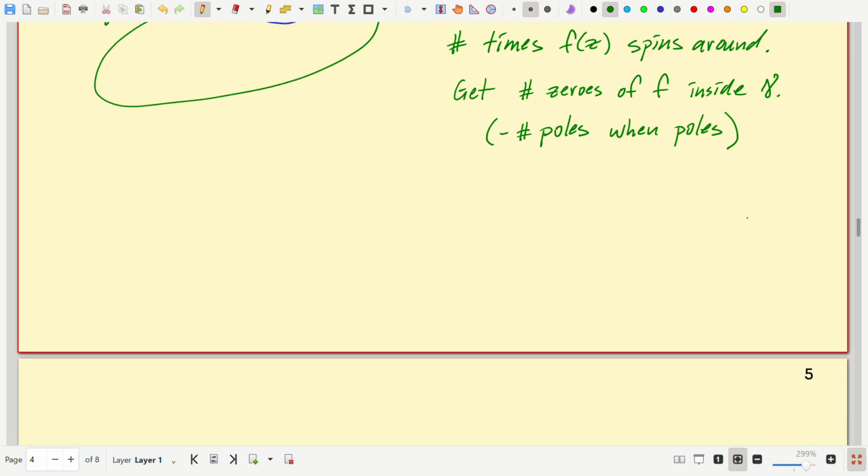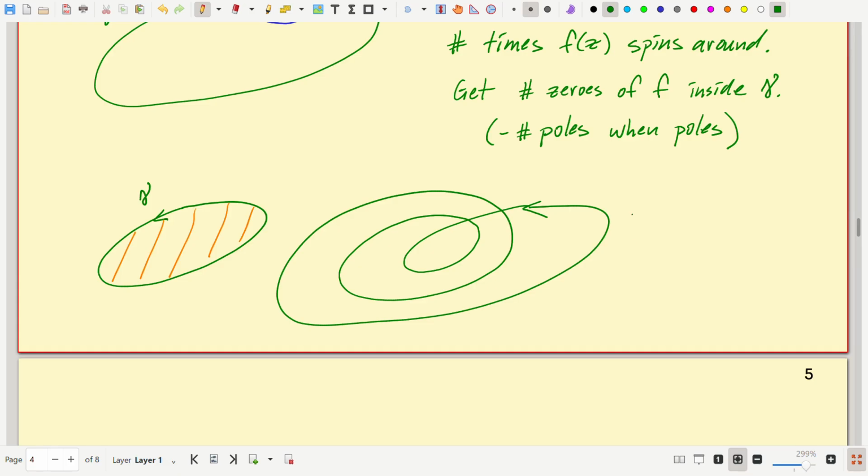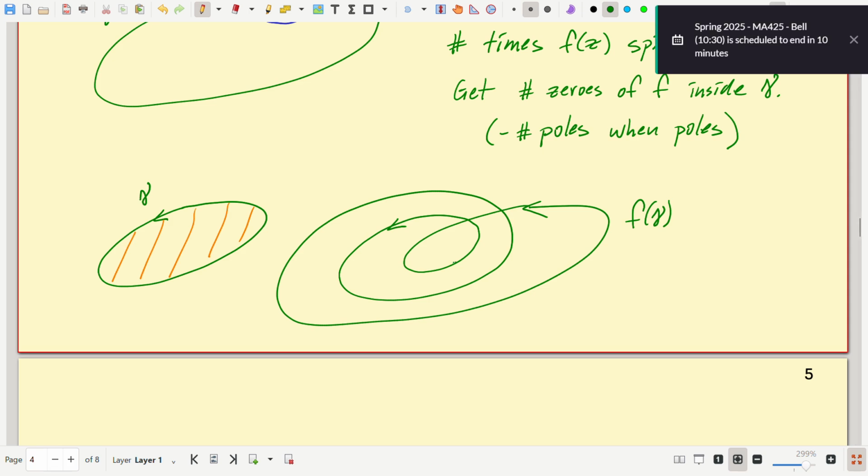So let's think of an interesting picture. So here's a gamma. And let's say f is analytic inside with no zeros on there. And let's say f does this. Let's see, I'm going to make it spin around sometimes. Oh, here's 1, 2, 3. That's f of gamma. Okay, so they're going like this, etc.